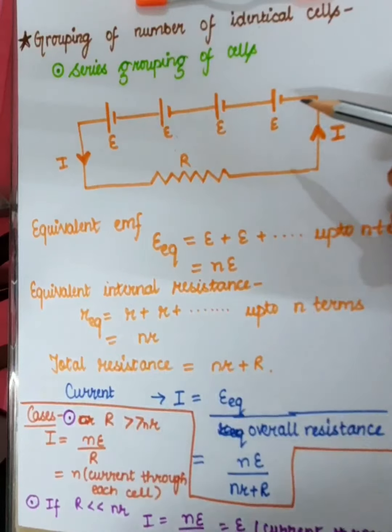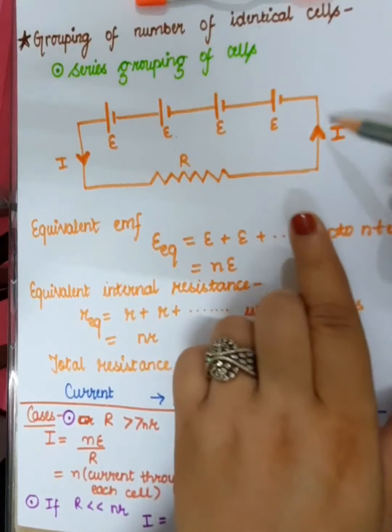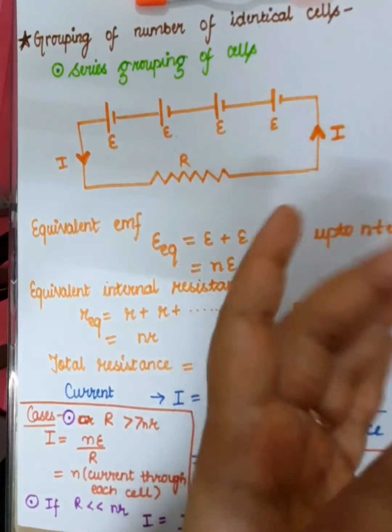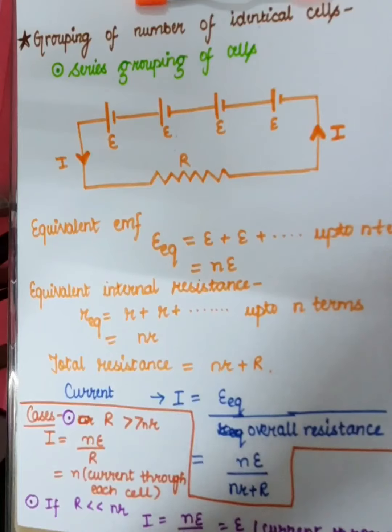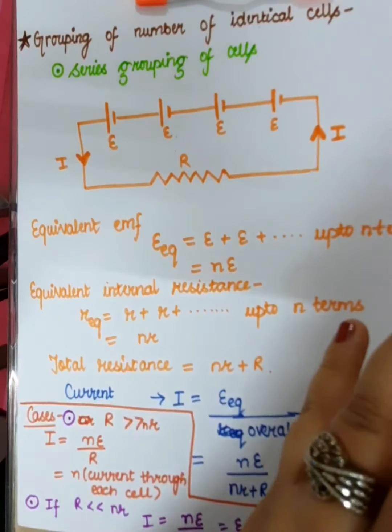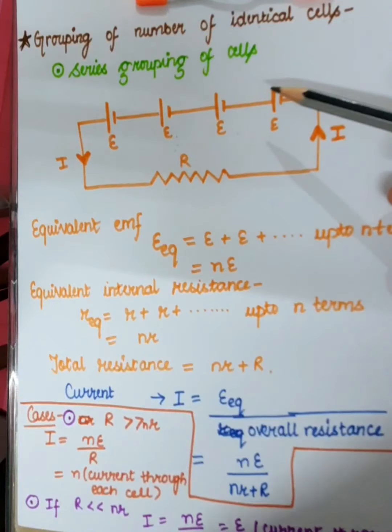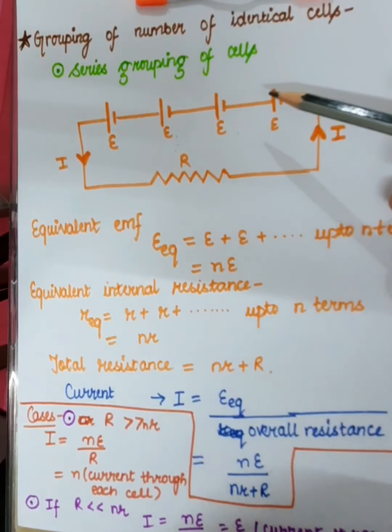Now the current will start flowing from the positive terminal of the cell to the negative terminal. And now we will be studying what will be the equivalent EMF. Do you remember that when you had non-identical cells having different EMFs and different internal resistances, what used to be the equivalent EMF? Equivalent EMF used to be E1 plus E2 plus E3, which means the sum of individual EMFs of different cells.